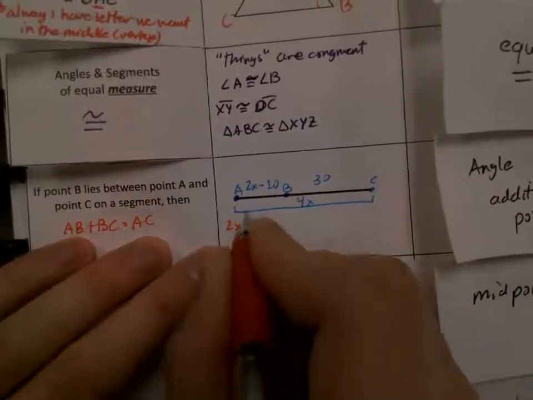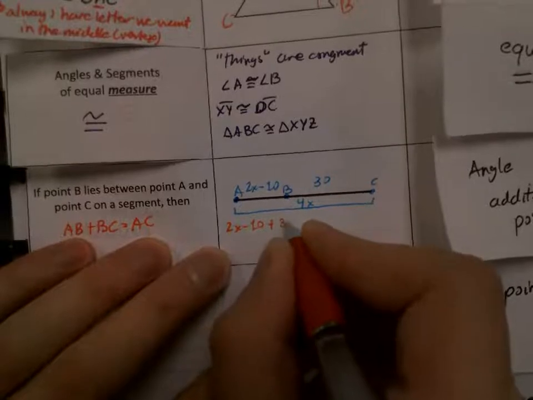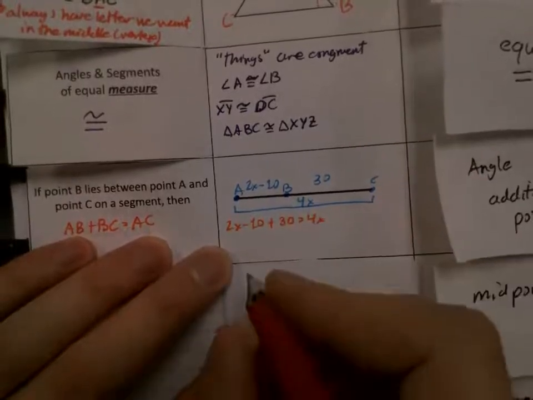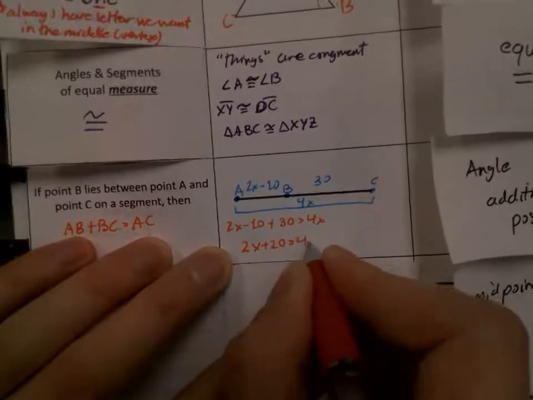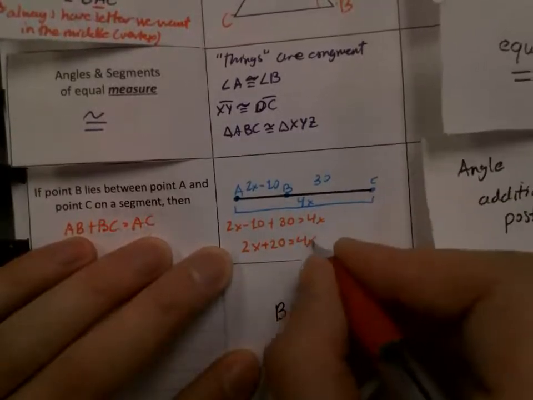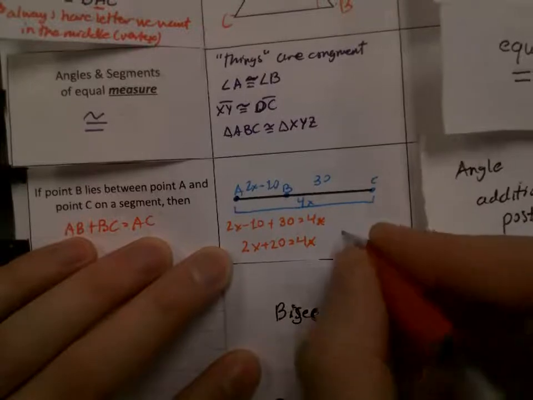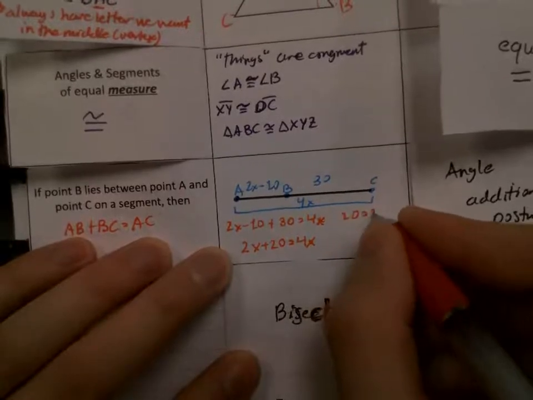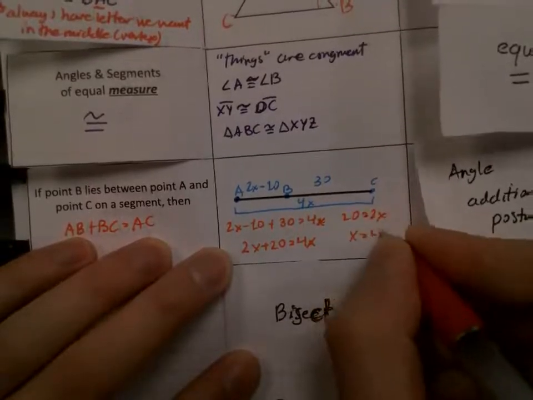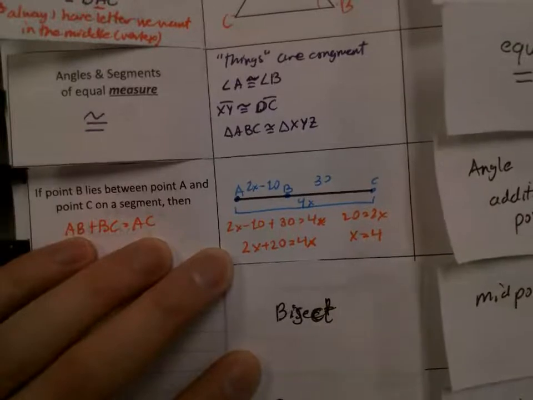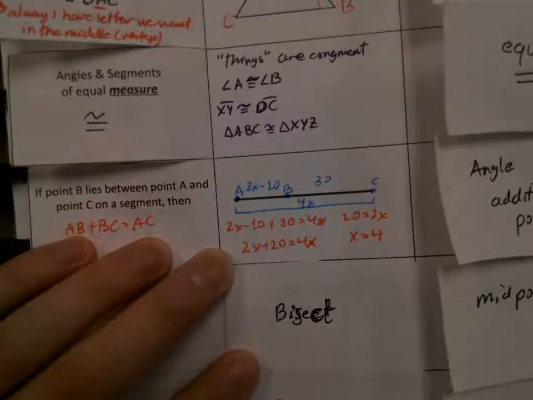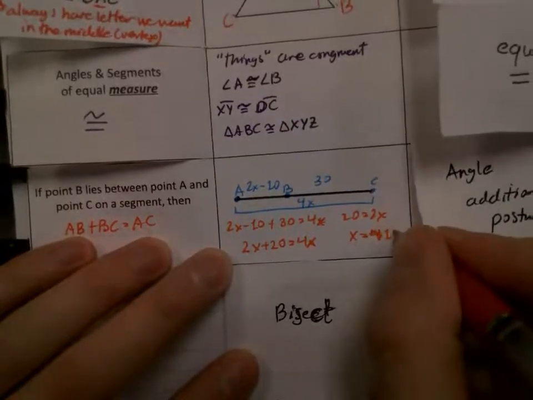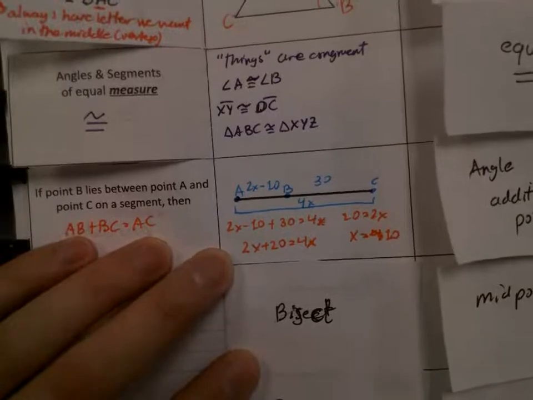2x minus 10, part AB, plus 30 equals 4x. We simplify that and get 2x plus 20 equals 4x. Simplify, bringing the x's to one side, we get 20 equals 2x, and x equals 10. Sorry, I meant that should be 10, not 4. My bad.